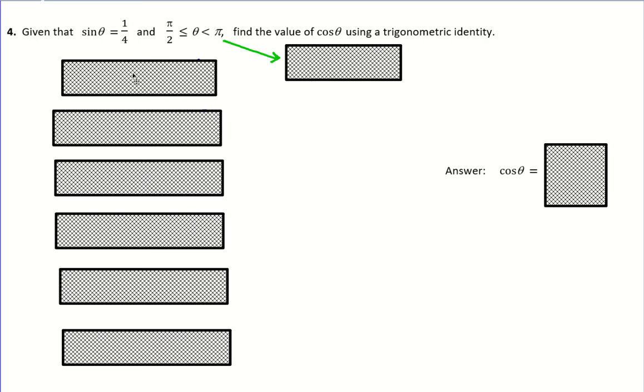Number 4, if they give you, for example, that the sine is 1 over 4, and they tell you this, which is information that helps you figure out what quadrant you're in, or if x is positive or negative, and if sine is positive, whatever. By telling you this, it looks like we are definitely in quadrant 2. Why does that matter? We'll get to that in a second. But essentially, they just want the cosine of theta.